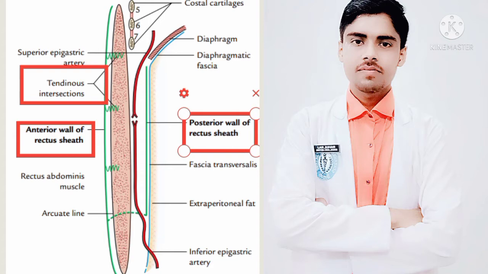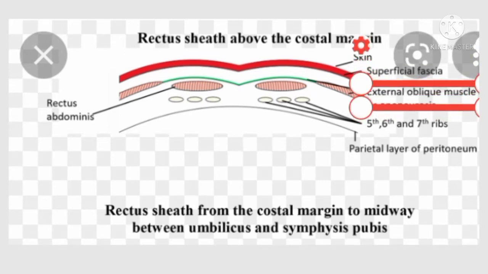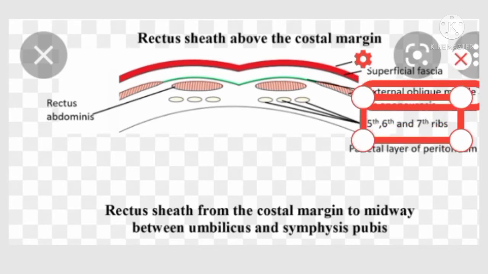Now we will discuss the formation of the rectus sheath. Firstly, the formation of the rectus sheath above the costal margin. The anterior wall of the rectus sheath above the costal margin is formed by the external oblique aponeurosis. As you can see in the figure, this is the external oblique aponeurosis, and the posterior wall above the costal margin is deficient, and the rectus muscle rests directly on the 5th, 6th and 7th costal cartilages. As you can see in the figure, these are the 5th, 6th and 7th costal cartilages.